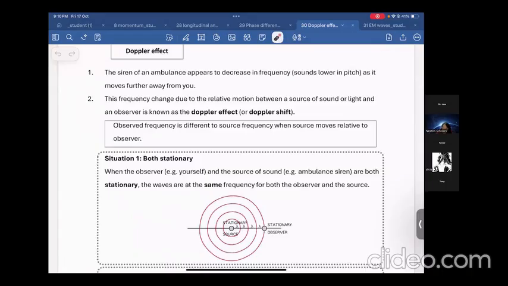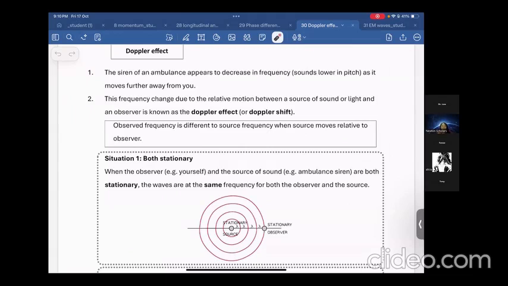So boys and girls, the siren of the ambulance appears to decrease in frequency. The sound will be lower in pitch if decrease in frequency. This one is our year 10 we learn about the sound. Frequency lower, pitch is actually lower. Pitch is related with frequency. As it moves further away from you. If it moves close to you, then the frequency will be increased.